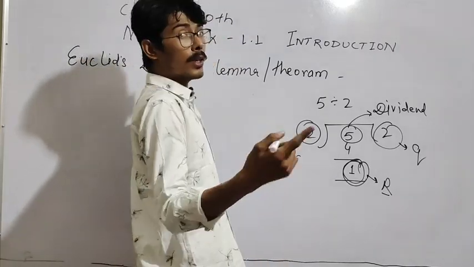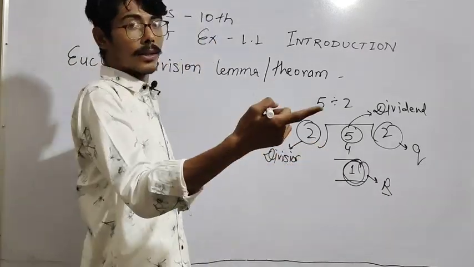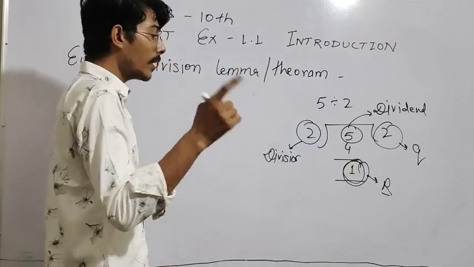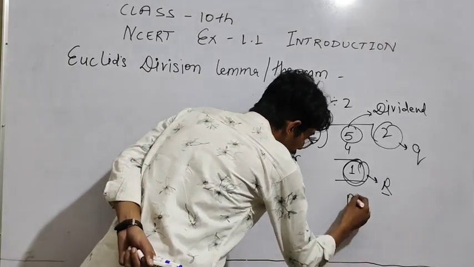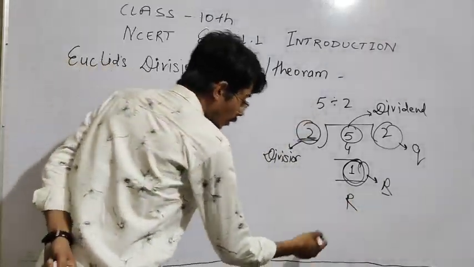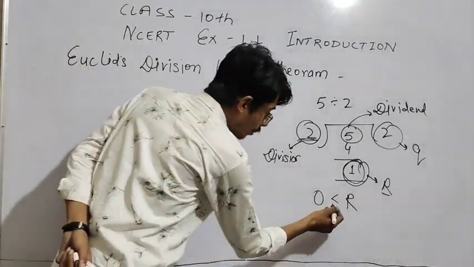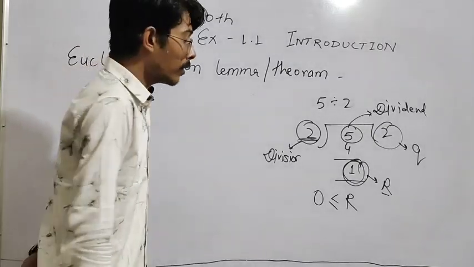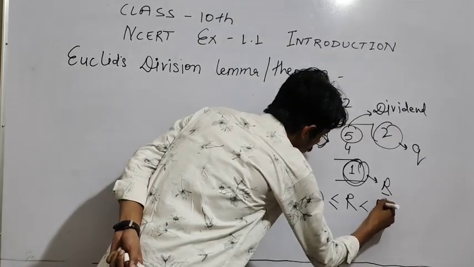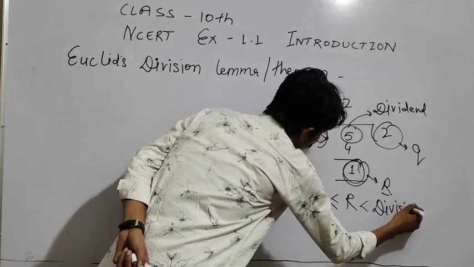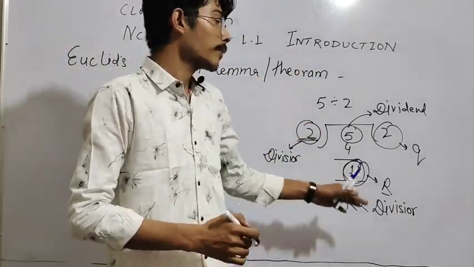Okay, and here you can see that this remainder might be equal to 0, or greater than 0, but never greater than this divisor. So you can write it like that. This is your remainder, greater than or equal to 0, but less than the divisor. Okay, this is the thing.